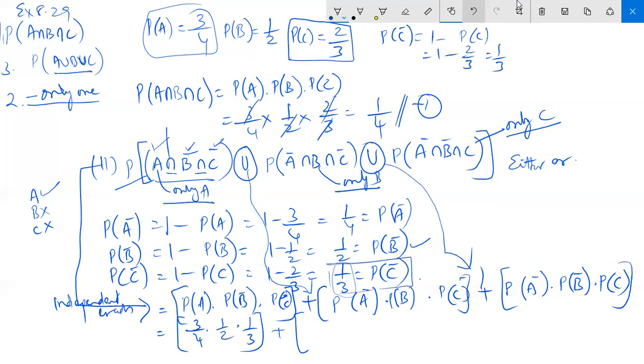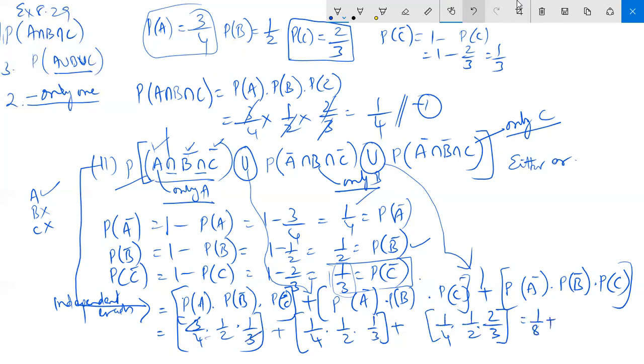So that 1/3 you are putting. Then P of A dash is 1/4, into P of B, which is 1/2, then P of C dash, again 1/3. Plus P of A dash, 1/4, P of B dash again 1/2, now P of C is 2/3. Now you calculate all this: 4 into 2 into 3, the 3 will cancel, giving 1 by 8.